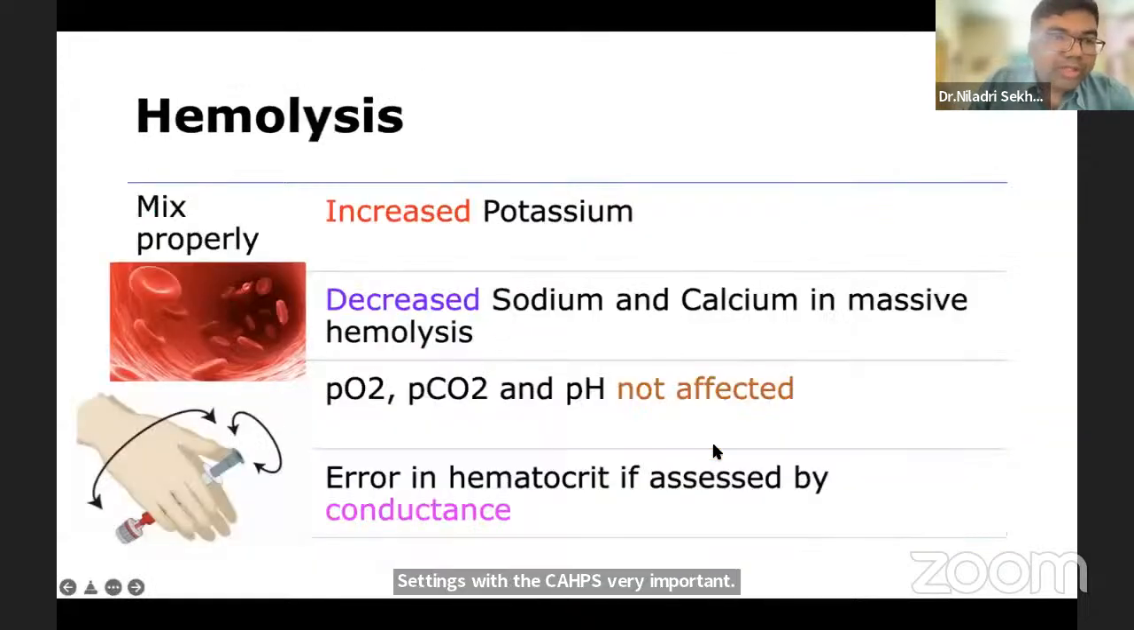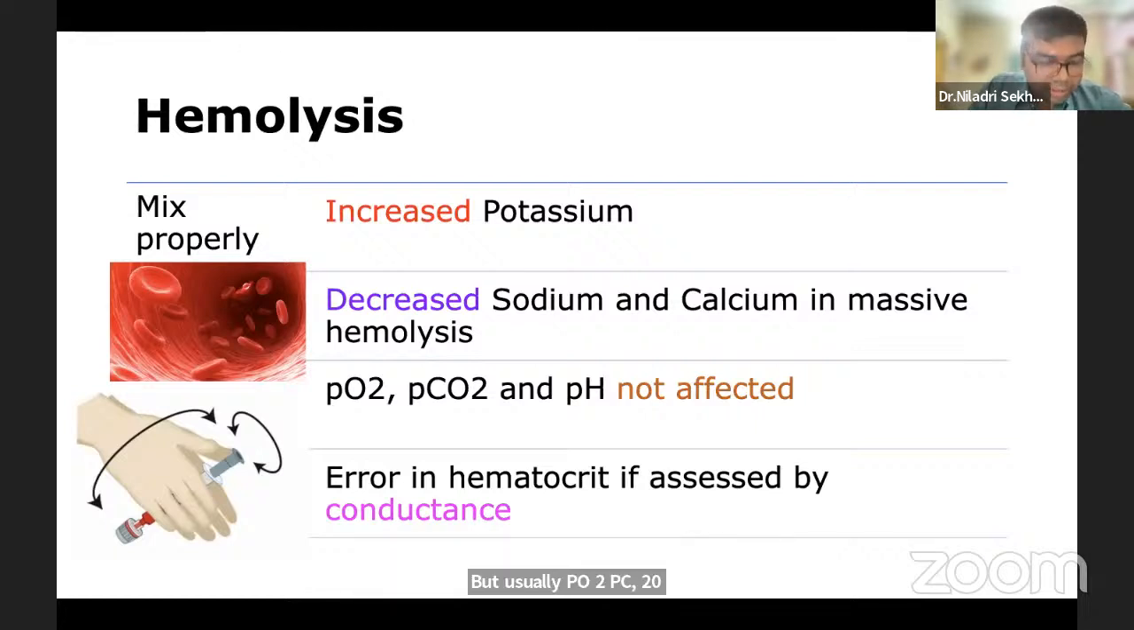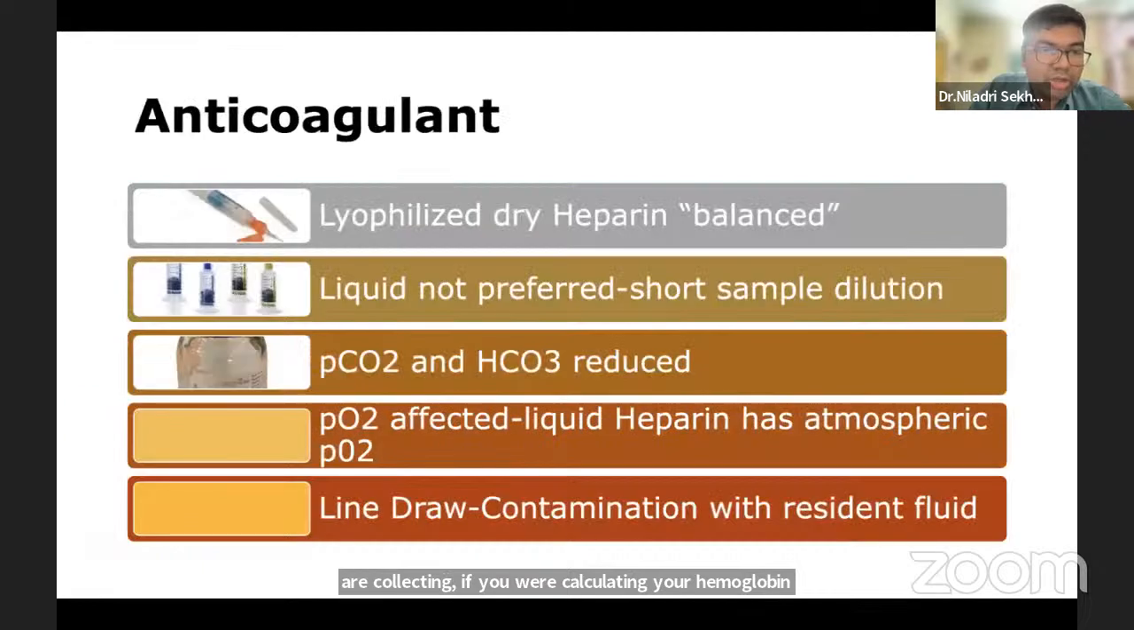Okay, so now an important thing is hemolysis. Sometimes you know that samples will become hemolyzed. So if the sample is hemolyzed, what can happen? Obviously there will be more cell lysis, so the intracellular ions will come out. They will have increased potassium, and decreased sodium and calcium will also happen if there is massive hemolysis. But usually PO2, PCO2 and pH are not affected. And if you are calculating your hemoglobin by the conductance method, sometimes there can also be a hemoglobin estimation error.